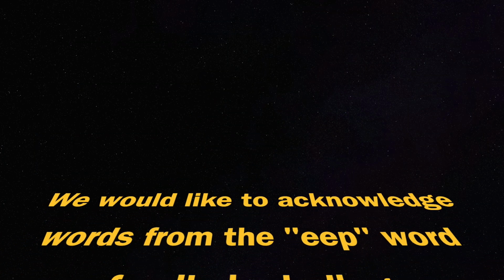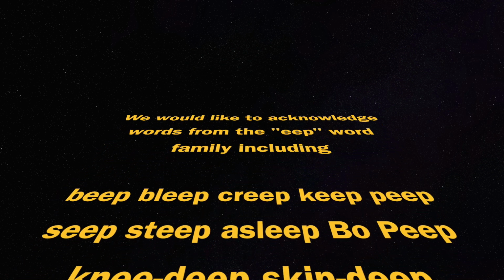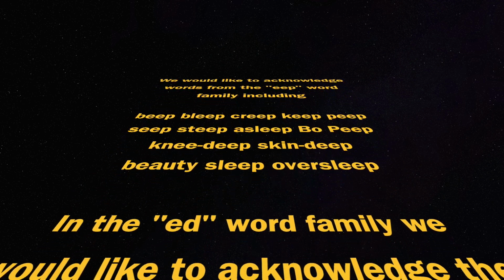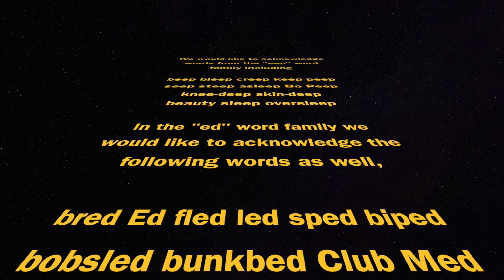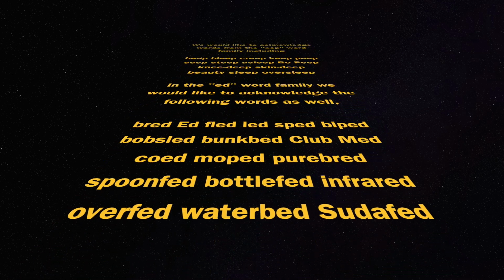Well, we've reached that time in our show when we need to acknowledge those words that did not make it into the episode. Here are those words. We would like to acknowledge words from the Eep word family, including beep, bleep, creep, keep, peep, seep, steep, asleep, bo peep, knee deep, skin deep, beauty sleep, and oversleep. In the Ed word family, we would like to acknowledge the following words as well. Bread, ed, fled, led, sped, biped, bobsled, bunkbed, clubmed, co-ed, moped, purebred, spoonfed, bottlefed, infrared, overfed, waterfed, and pseudofed.